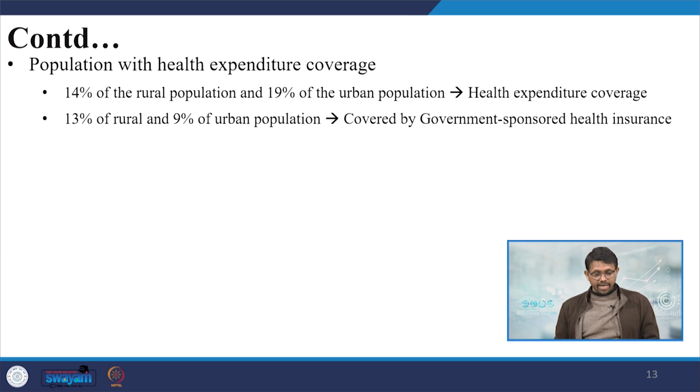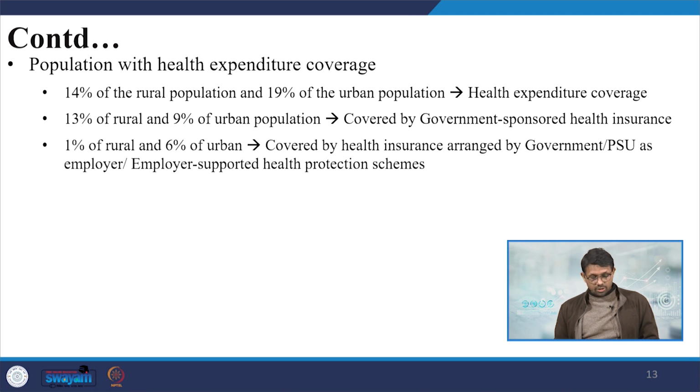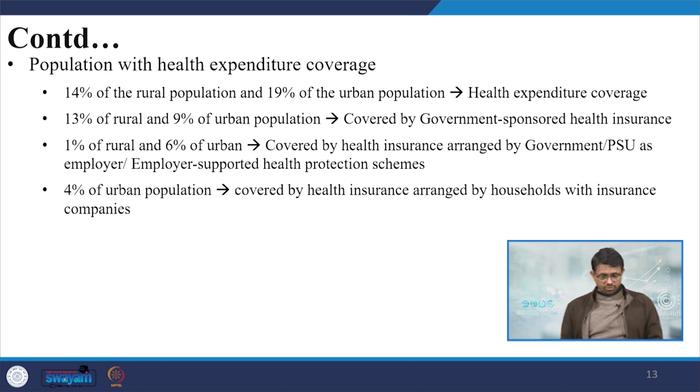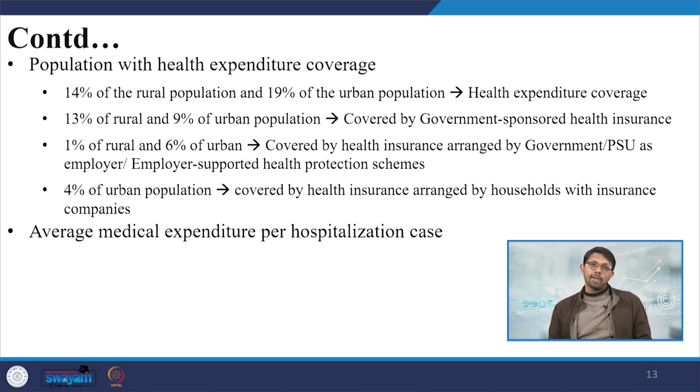13% of the rural and 9% of the urban population are covered by government-sponsored health insurance. 1% of rural and 6% of urban are covered by health insurance arranged by government PSUs as employer and employer-supported health protection schemes. 4% of the urban population is covered by health insurance arranged by households with insurance companies.